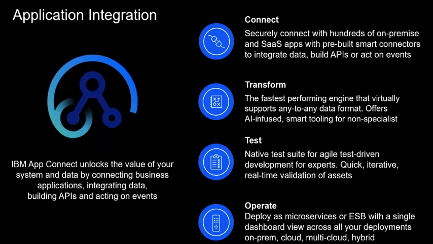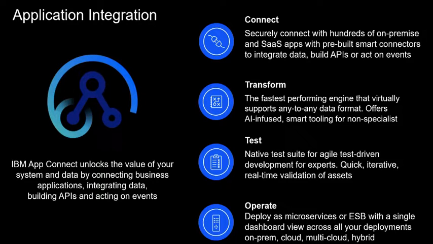But IBM App Connect Enterprise provides a full integration solution which supports a lot of demanding workloads, and it is also ready for future needs. That is what sets it apart from all the other integration solutions in the market. First and foremost, you are able to connect to different applications and exchange your data and information. This IBM App Connect Enterprise contains lots of pre-built smart connectors which will help you to integrate data, build APIs, and also act on events.